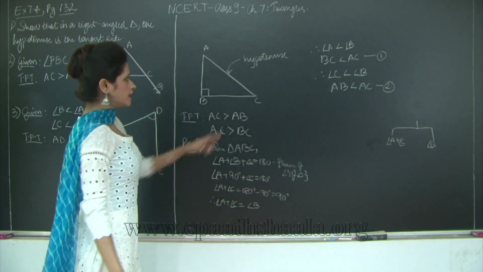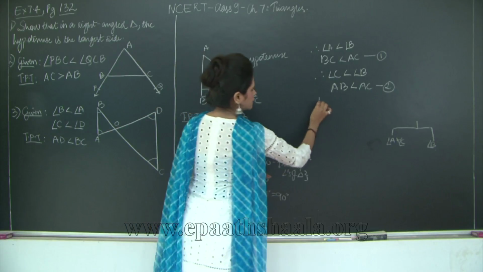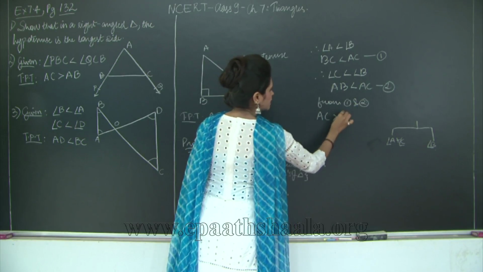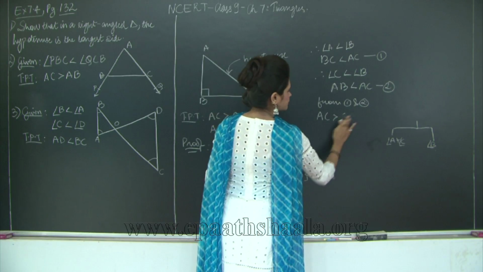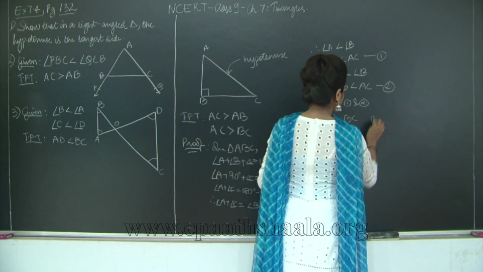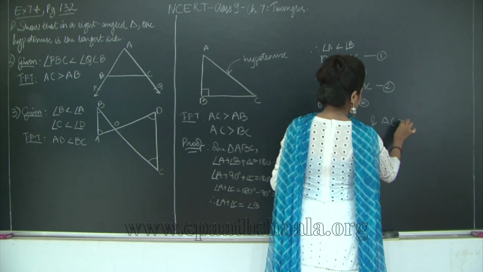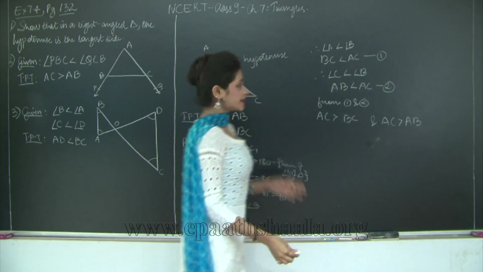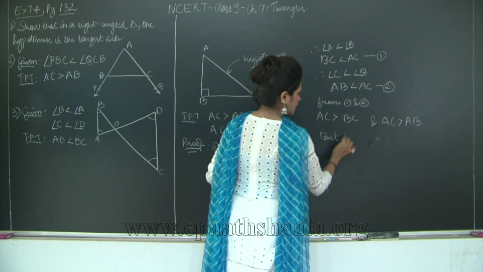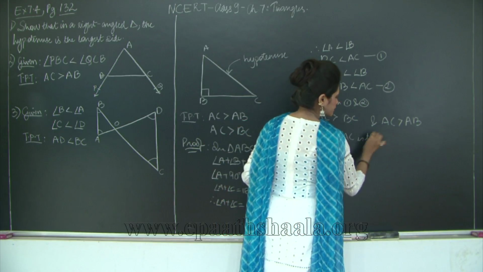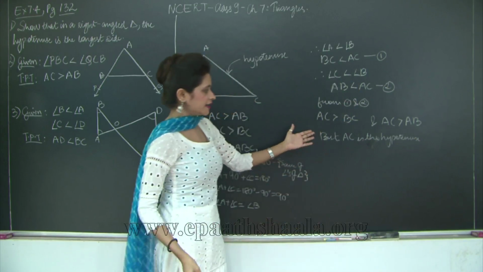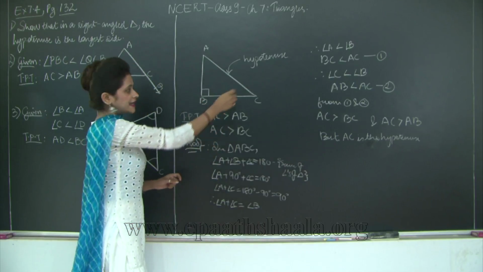What do we get from 1 and 2? That AC is greater than BC, and AC is greater than AB. But what is AC? AC is my hypotenuse. Correct? So what can we say? That the hypotenuse is the greatest side in the right angle triangle.